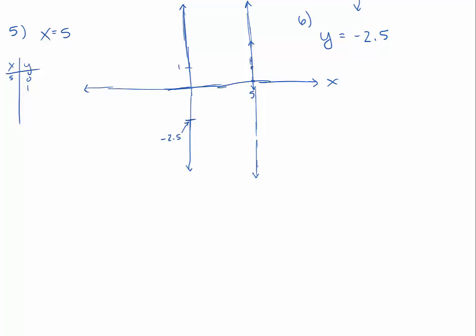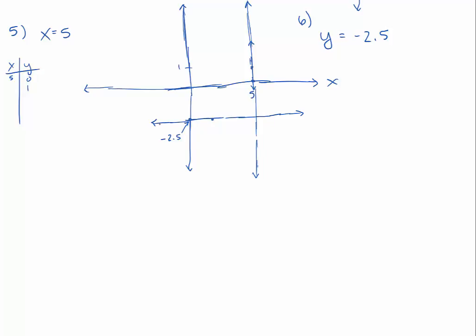Any number you plug in, if I plug in 0 for x, if I plug in 1 for x, 2 for x, whatever, it's just going to be a horizontal line at that number. And so this line looks like this. And so if you ever have a y equals some number with no x's or whatever, then it's going to be a horizontal line. And that's 5 and 6.